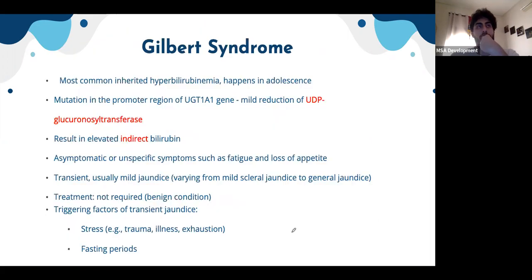Now, the last thing we're going to talk about is Gilbert syndrome. Gilbert syndrome is basically the same idea as Crigler-Najjar, except it's not severe. It comes with mild jaundice. So what's affected here? Again, it happens in adolescents. In Crigler-Najjar we talk about neonatal; here it's adolescents. Again, it's a mutation in the promoter of the UGT1A1 gene. They're really specific about Gilbert. They found the gene that is responsible, but it's responsible for the exact same enzyme that we talked about.